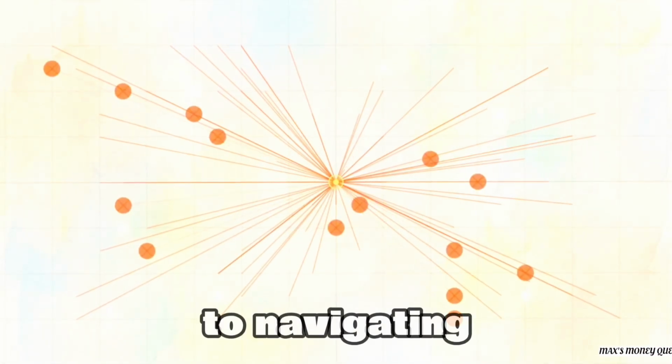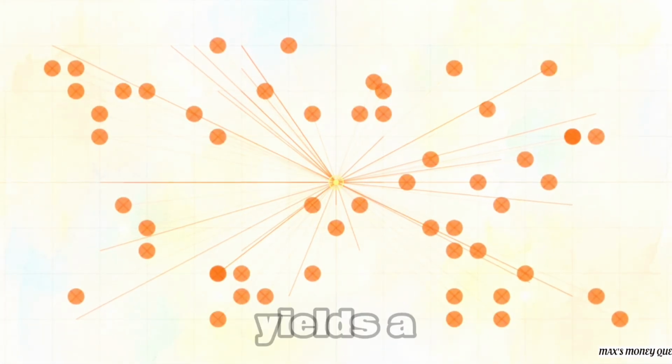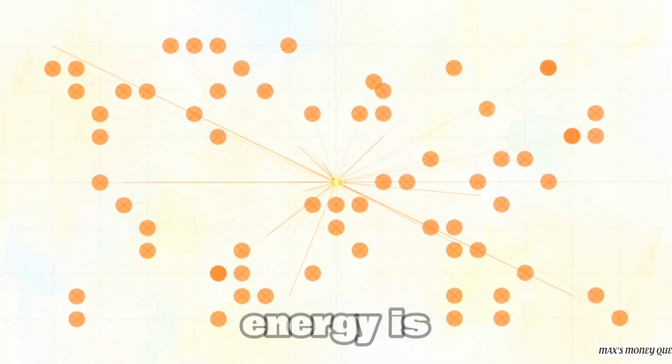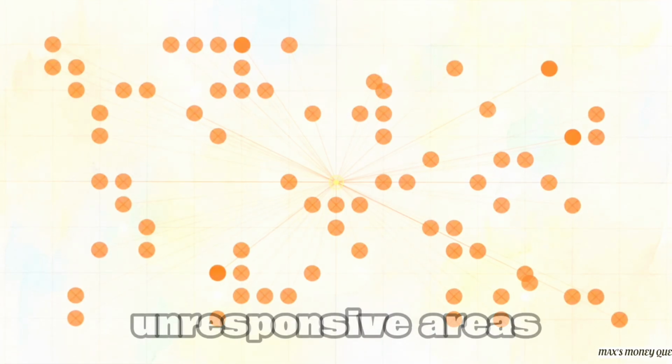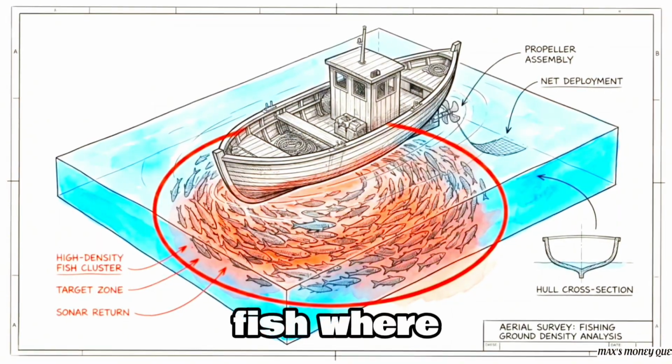This diagram illustrates a highly inefficient approach to navigating the job market or launching a business. A broad, scattered effort yields a massive failure rate. Energy is dispersed across empty, unresponsive areas of the economy. Munger summarizes the correction to this error with a simple rule: fish where the fish are.